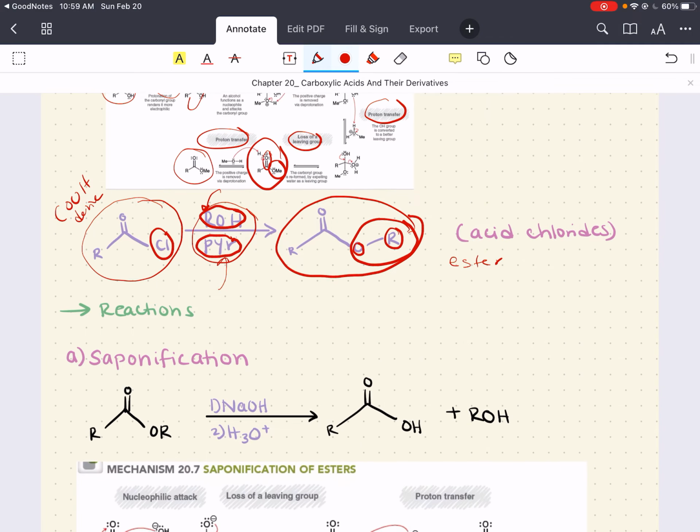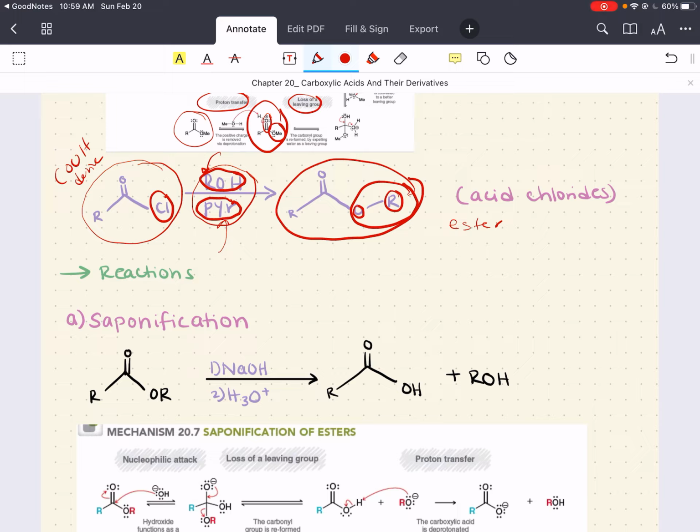All right, now there are other reactions of esters that we can have. Reactions of esters can consist of saponification. Esters can be converted back into carboxylic acids by the treatment of sodium hydroxide, followed by an acid. So esters can be converted into carboxylic acids by treatment of sodium hydroxide followed by an acid, and this process is called saponification.